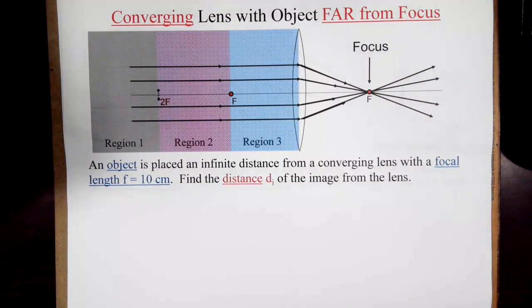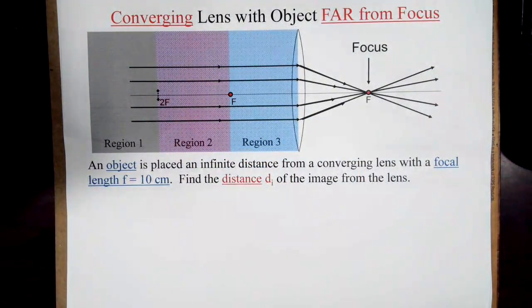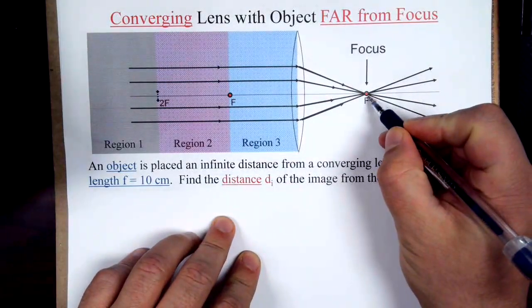Okay, so now we want to look at some examples where we have some converging lenses. In the first case, we're going to take the example where the object is infinitely far from the lens. That means the light rays coming from the object are all running parallel to each other like so. So when they hit the lens, they're going to converge at the focal point.